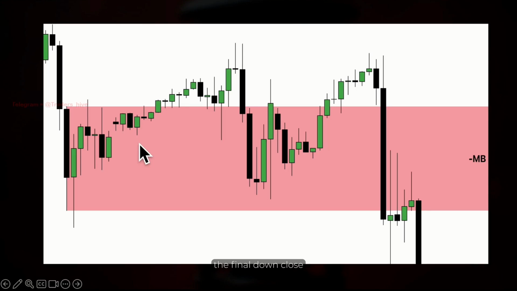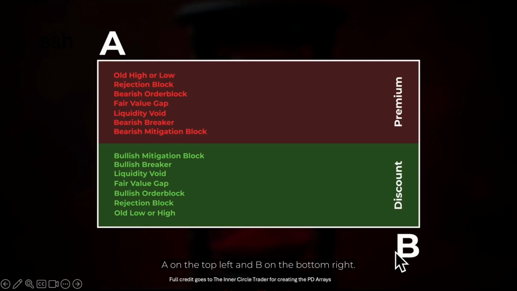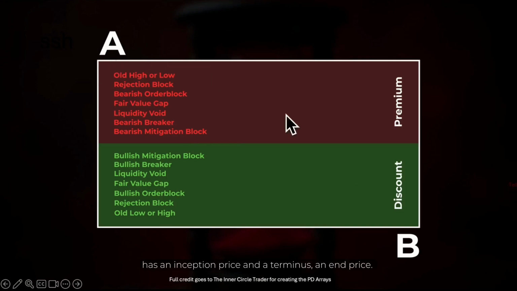Please keep in mind that it's the final downward candle before the run higher which is your bearish breaker or bearish mitigation block. When we pay attention to the schematic of the PD array matrix, what you can see is that I've added the letters A on the top left and B on the bottom right. What they show to you is what I outlined throughout the price cycles lecture, in which I outlined that every single price swing has an inception price and a terminus, an end price. Our job is to align ourselves with the delivery which is taking place between point A to point B.